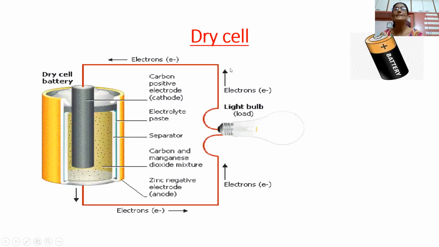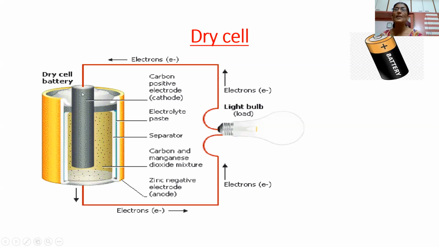What is a dry cell? See, this type of battery, you must have seen such a cell. This is called a dry cell. What is its internal construction or internal working? See, the outer body of the dry cell is made up of zinc. This yellow part seen outside is made up of zinc. This acts as the anode. Oxidation takes place on this zinc.